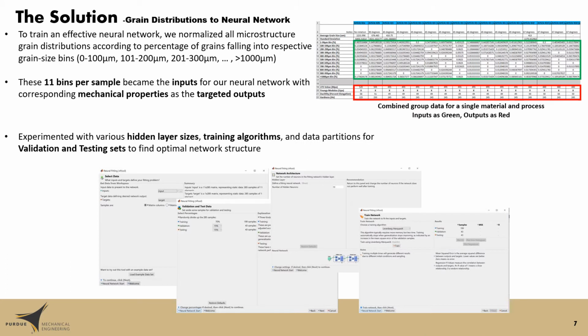To train an effective neural network, we normalized all microstructure grain distributions according to percentage of grains falling into respective grain size bins. These 11 grain size bins per sample became the inputs for our neural network with corresponding mechanical properties as the targeted outputs. We experimented with various hidden layers, training algorithms, and data partitions for validation and testing sets to find the optimal network structure.